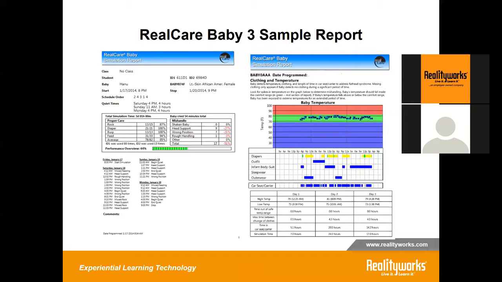So that first page of the report will go over the start time and stop time that a student had baby. It goes into the full simulation experience, so how many times they had to either rock, diaper, burp, or feed baby, and how many of the times they actually did that. So then the student gets a percentage based on the proper care. They also get deductions based on mishandling. RealCare Baby 3 can record shaken baby, head support, wrong position, and rough handling. So they get percentage points off if they do any of those.